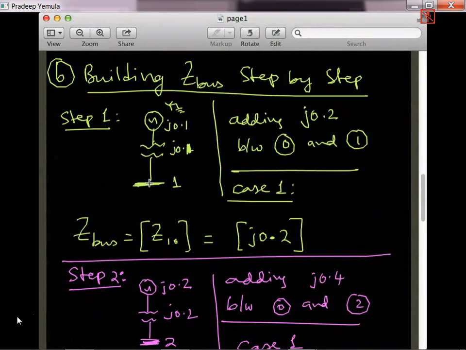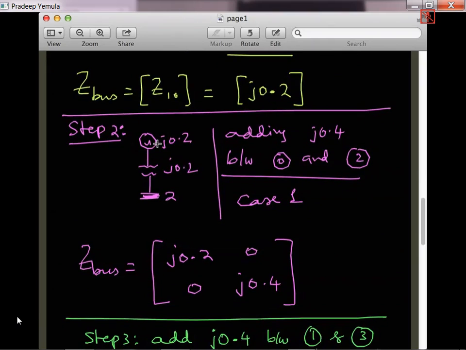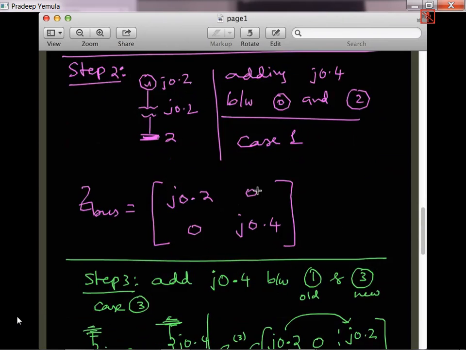In the first step, I have taken the reference ground. From the ground I have added bus 1. Whatever the impedance is, that is J0.2, will be the matrix. Then in the second step, separately I have taken bus 2 and connected it to the ground, and there the impedance total was 0.4. So my Z bus is now a 2 by 2 matrix with 2 rows and 2 columns. The off-diagonal elements will be 0, and then J0.4 was added.